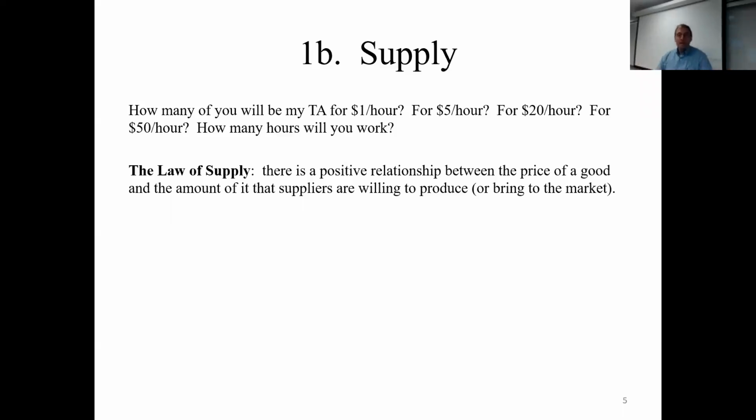So the law of supply simply says that there's a positive relationship between the price of a good and the amount of it that suppliers are willing to bring to the market. Pretty straightforward, pretty basic definition. So that means, of course, that price and quantity supplied move in the same direction. It's the opposite of demand. If the price goes down, quantity demanded goes up. It's cheaper, so people want more.